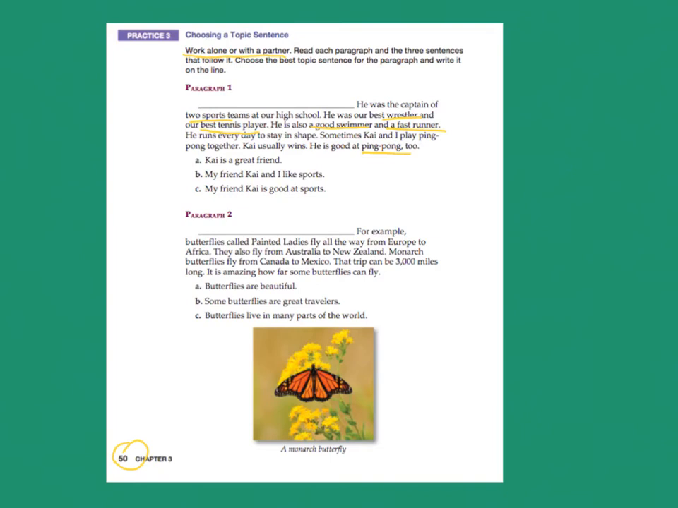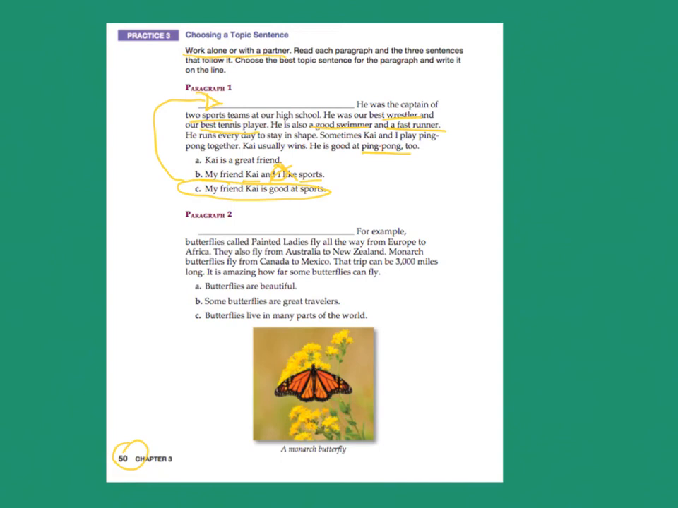No, it's not about how he's a friend. My friend Kai and I like sports. Well, it's definitely about sports and Kai, but I don't think it's about I. My friend Kai is good at sports. There we go. That is our best topic sentence.